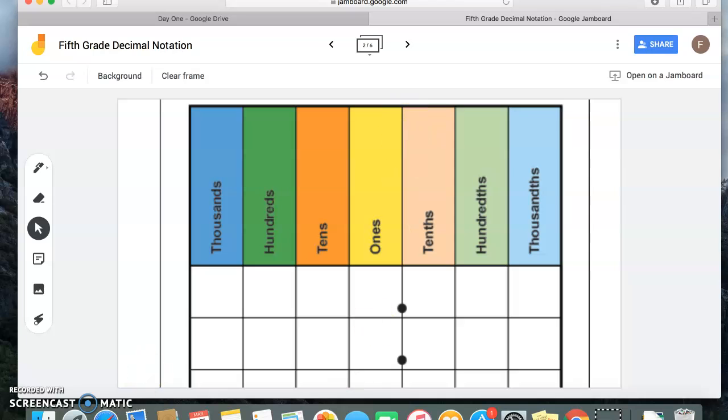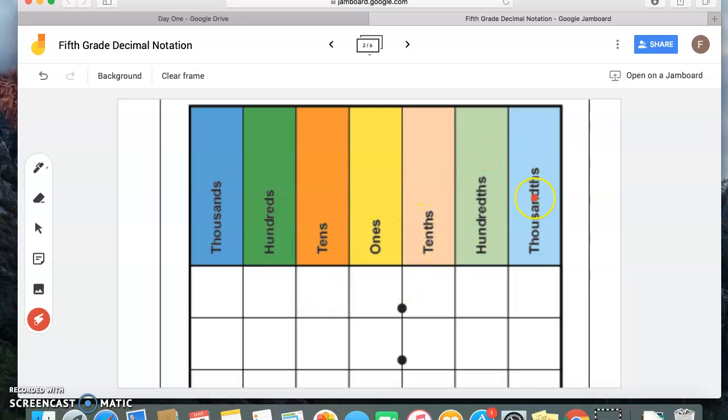Notice we have our decimal point right over here. To the left of my decimal point, as a reminder, are my whole numbers. We start with our ones, tens, hundreds, thousands, and so on. These are all whole numbers.